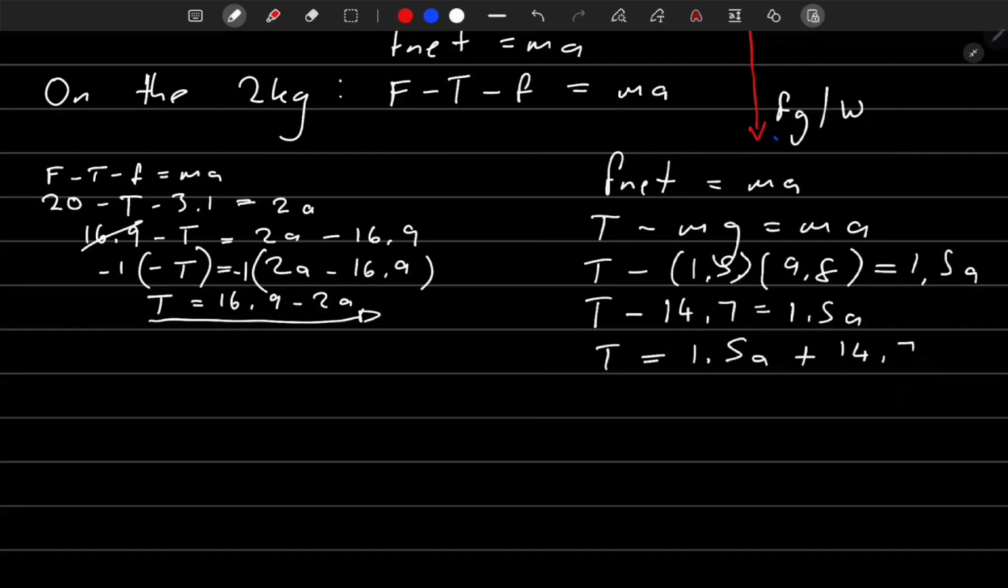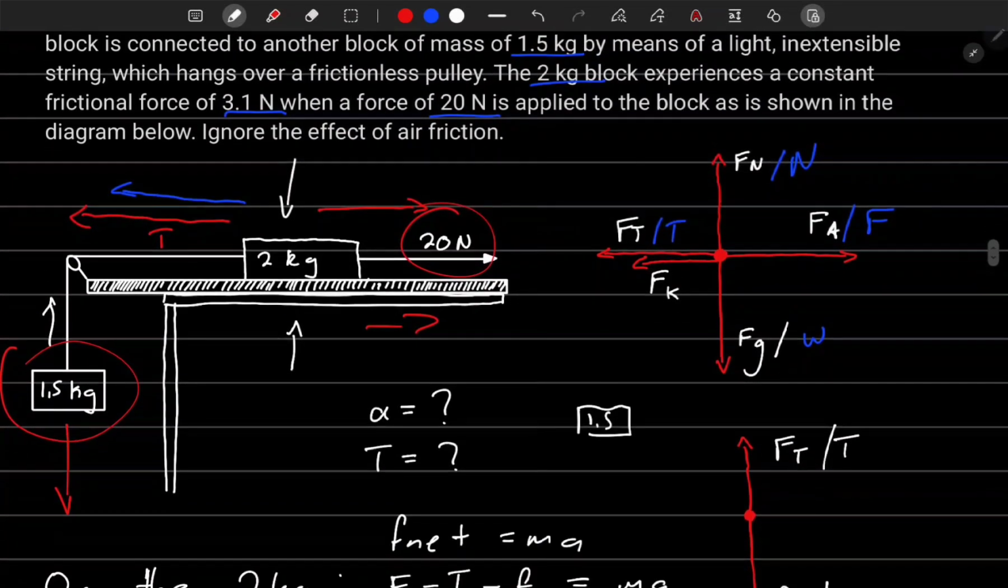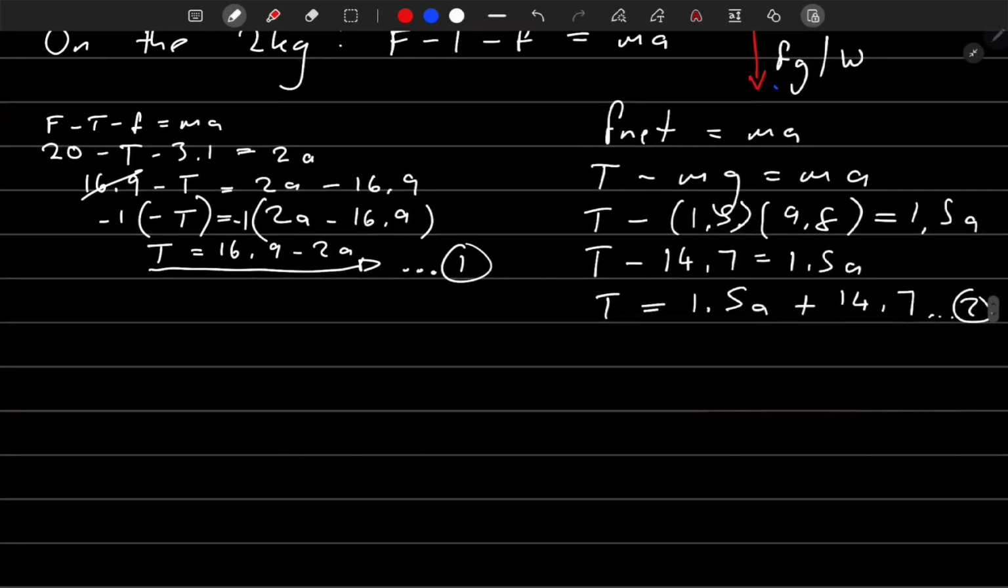So now we have our two equations. This is the first equation, this is 1, and this is 2. And we need both of these equations, because we have a value of T here and a value of T here. If you look in the diagram, the same tension that is resisting this object to the back is the same tension that is moving this object to the front. The tension experienced on this block, on the horizontal part and on the vertical part, happens to be the same. So we're just going to equate the two values of tension.